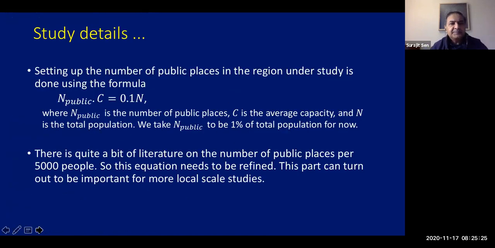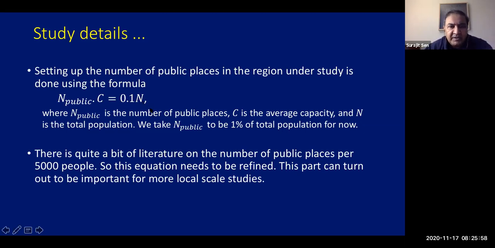More details. I mentioned public places. People go out to public places, and it is not necessarily that trivial to find the typical number of public places in a region. So we took N public as the number of public places, C as the average capacity of a public place, and took that to be 0.1 times N. In this case, it's just 0.1 times N that's taken. That's how we have characterized the numbers of public places for our simulations.